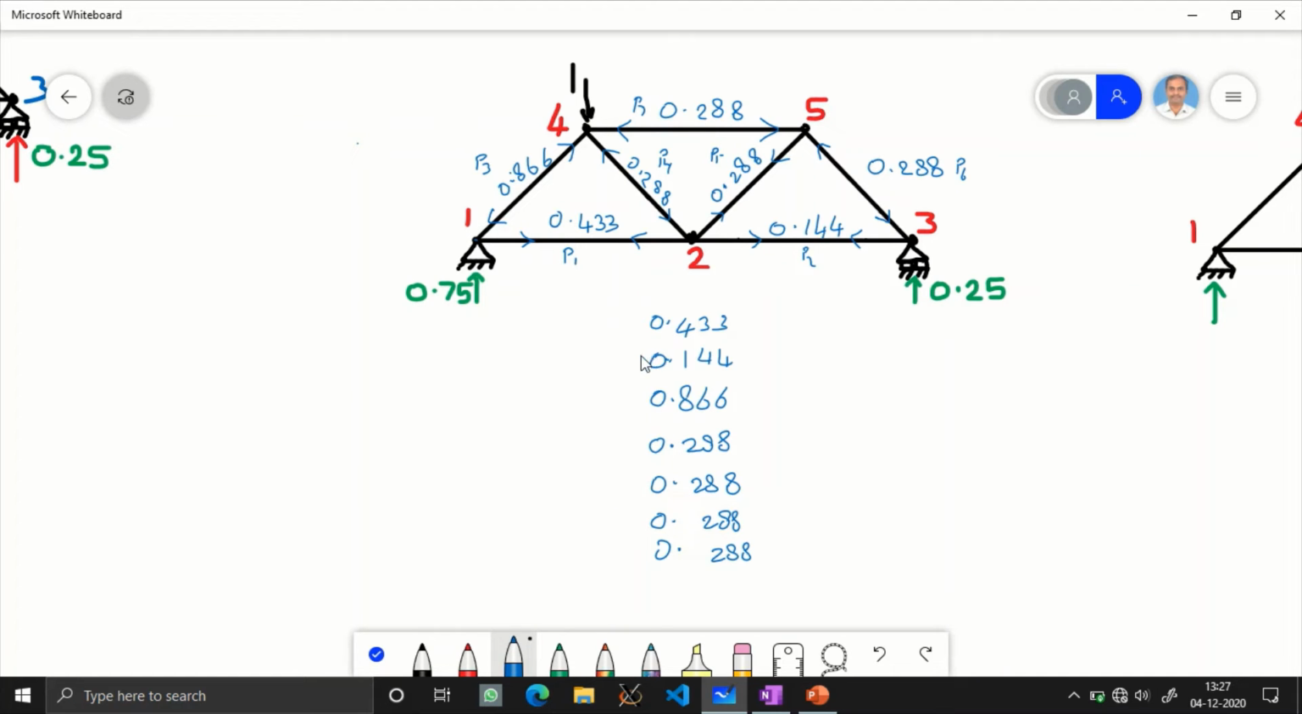For the sign convention, my 0.433 is acting away from the joint. So any force acting away from the joint is considered as positive. And 0.144 is also acting away from the joint. 0.866 towards joint, then this 0.288 towards joint, this 0.288 away from the joint, this is towards joint, so minus. At the top chord also it is towards joint, so it is minus. So this is the first column of my B matrix.